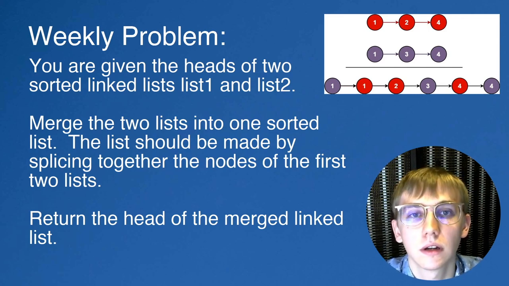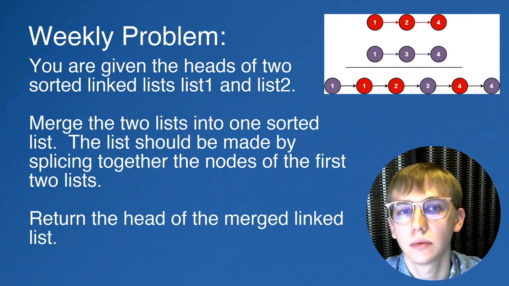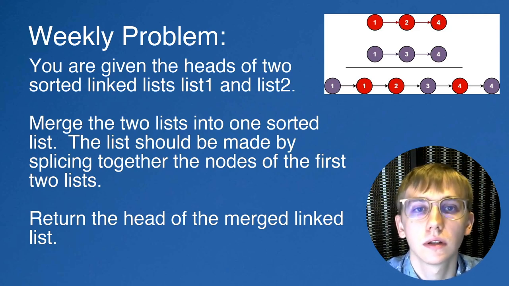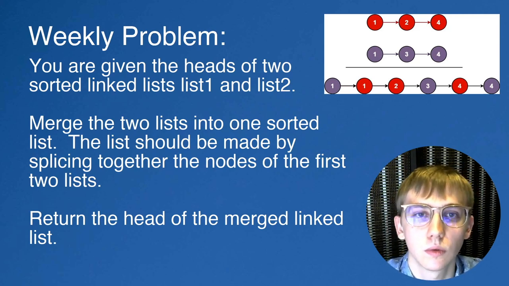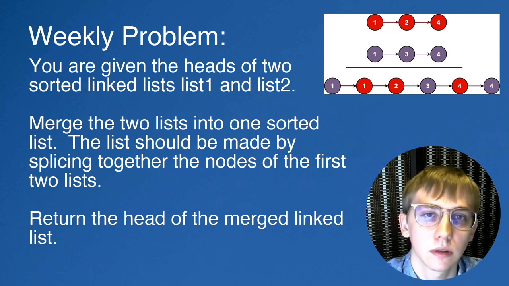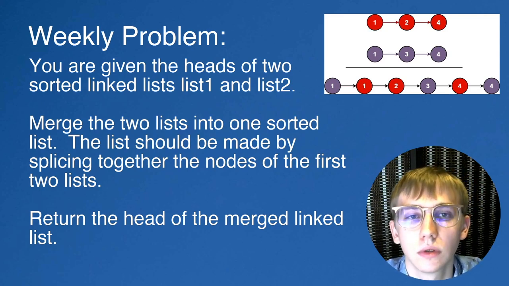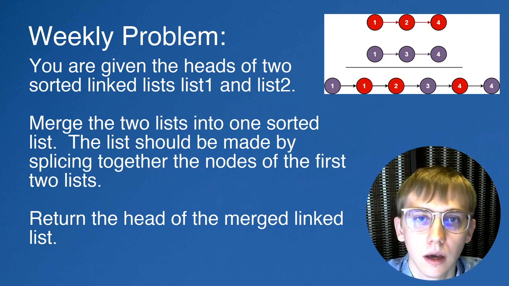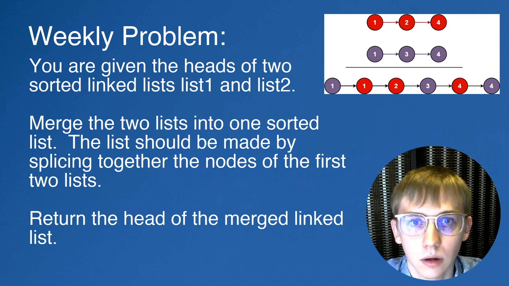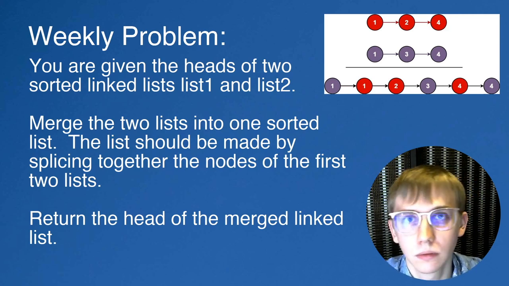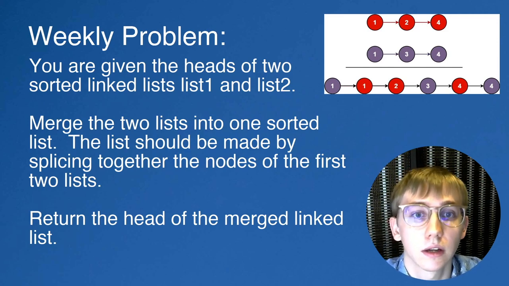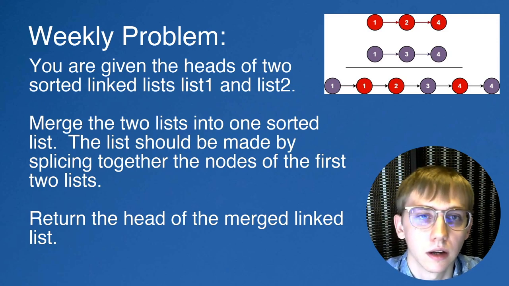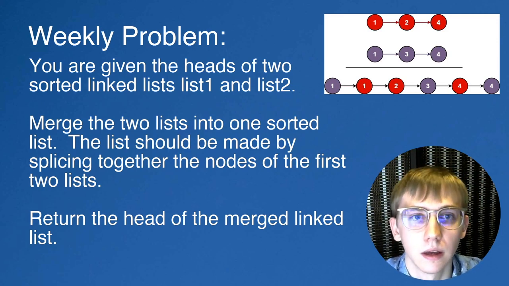If you look at the top right corner here, we have an example. We have two linked lists. This one is 1 points to 2 points to 4. Next one is 1 points to 3 points to 4. And when you merge them together, you'll see that 1 points to 1. They're equal, so they go next to each other. And then the next one is 2, then 3, then 4, and then 4.